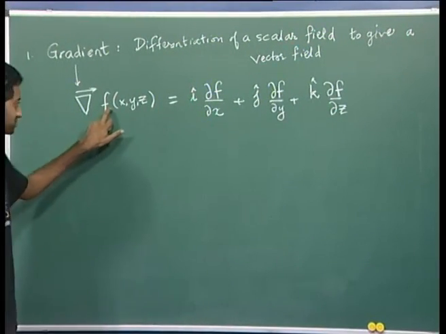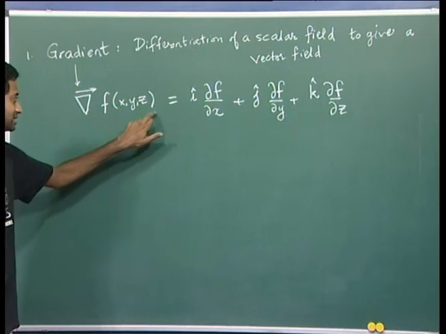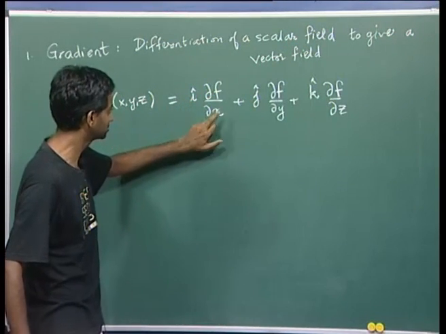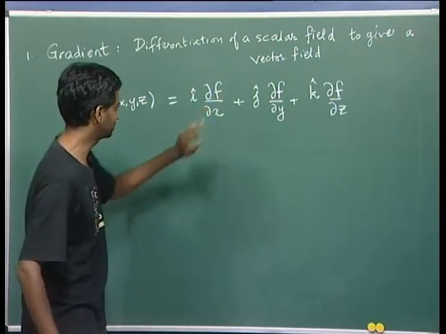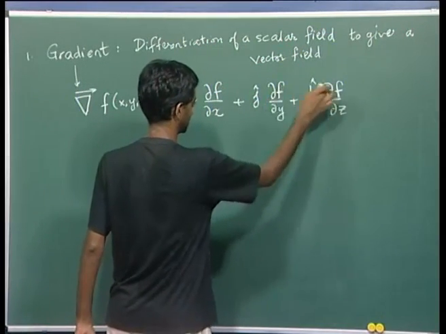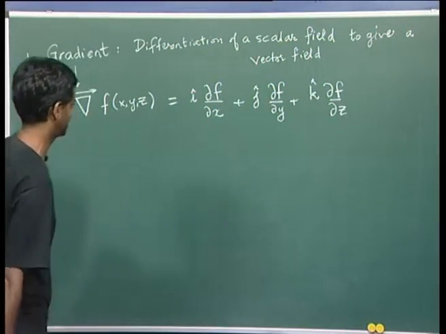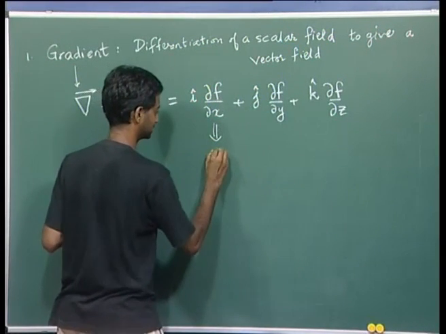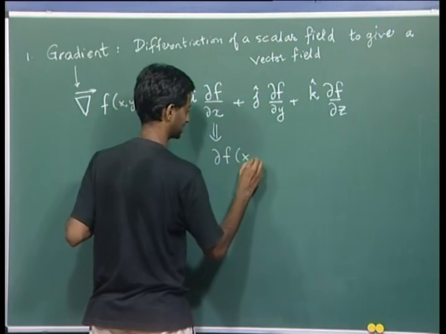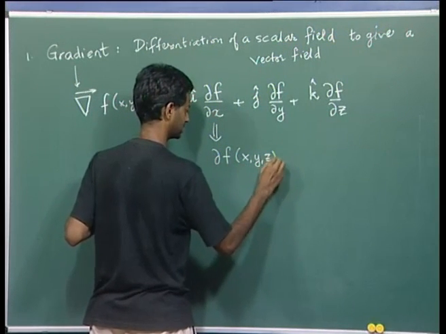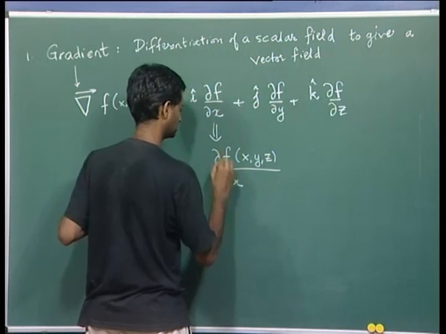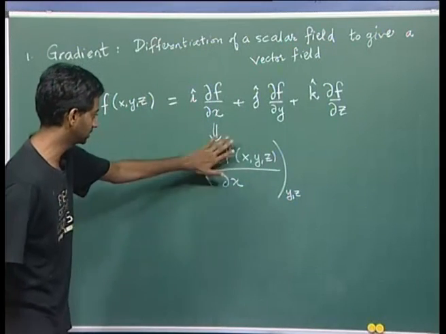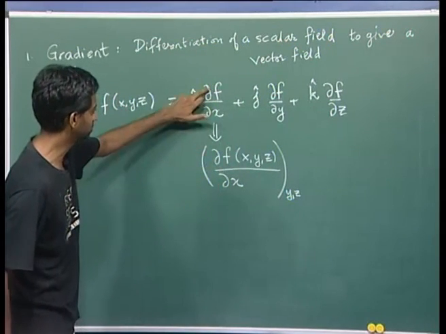So you can differentiate this function. This is a function of many variables, x, y, z. So you can take various partial derivatives, and whenever you take a partial derivative with respect to x, you are keeping y and z fixed. So you are taking a partial derivative of this function of x, y, z with respect to x, keeping y and z fixed. Okay, so I'll write this explicitly. This is the partial derivative of f with respect to x, keeping y and z fixed.